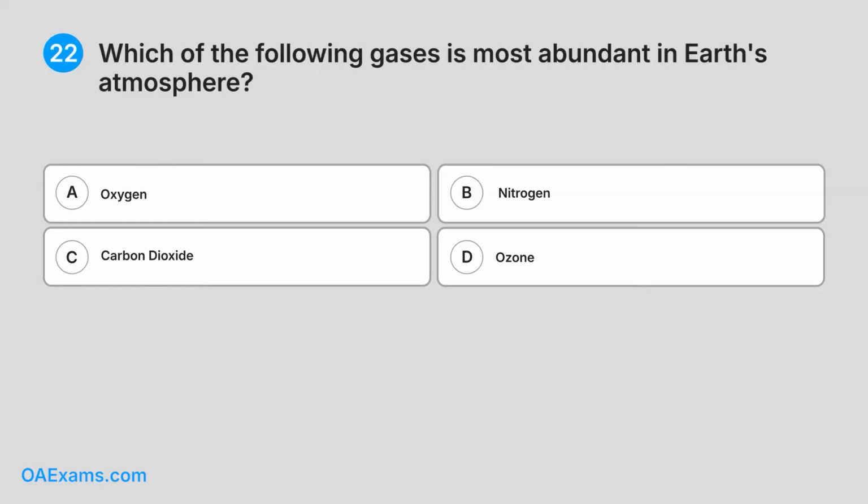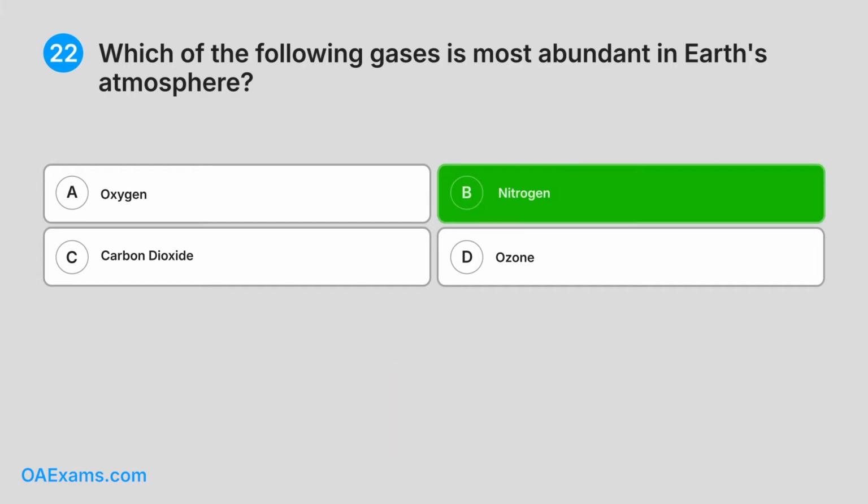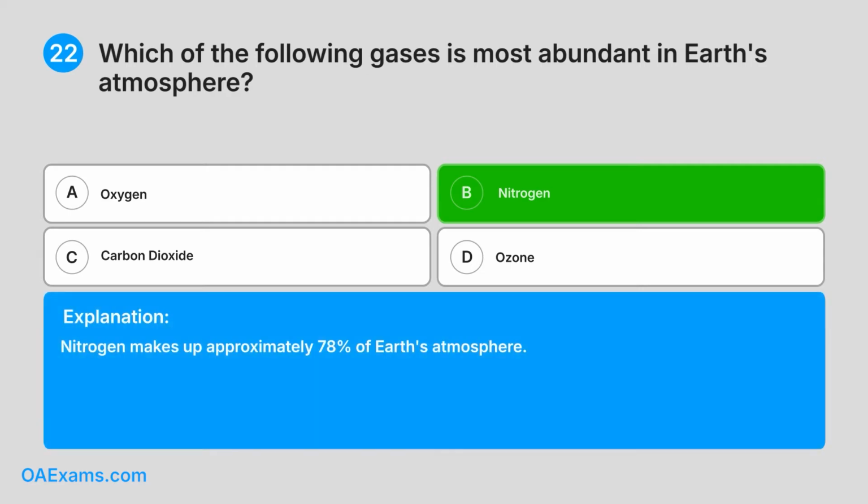22. Which of the following gases is most abundant in Earth's atmosphere? A. Oxygen. B. Nitrogen. C. Carbon dioxide. D. Ozone. Do you know the answer? Correct answer. B. Nitrogen. Explanation. Nitrogen makes up approximately 78% of Earth's atmosphere.